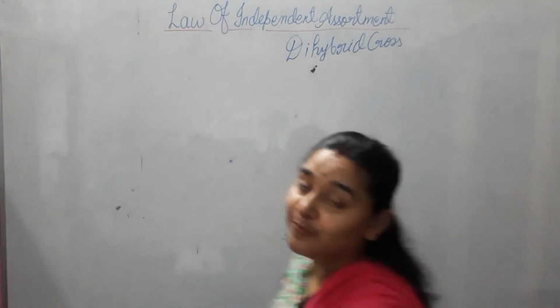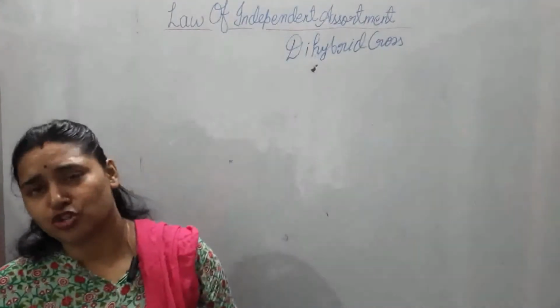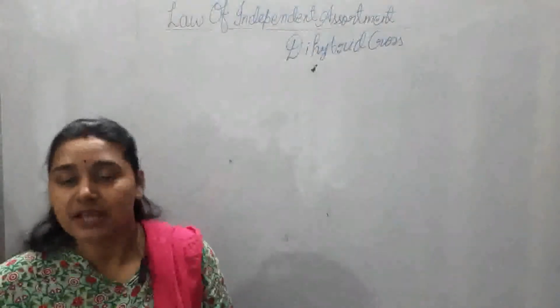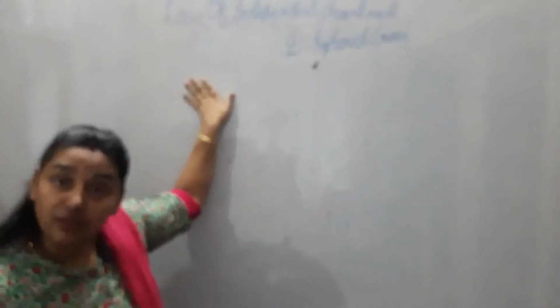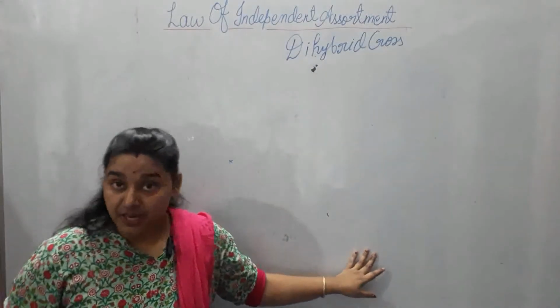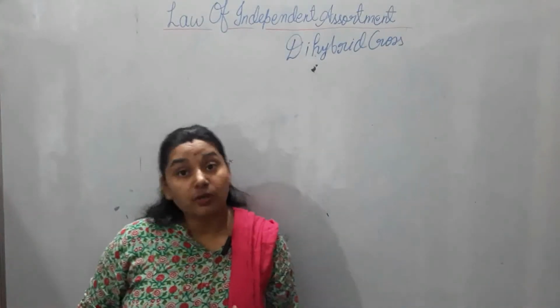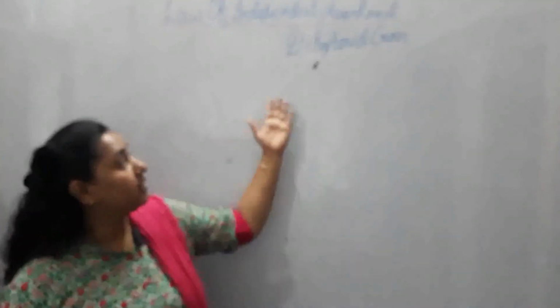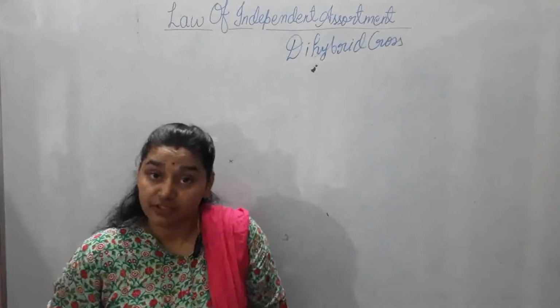Hello students. In our previous lecture we have already studied the two laws of Mendel, which were the law of dominance and the law of segregation. Now we are going to study the third law of Mendel, which is the law of independent assortment. Both the other laws, dominance and segregation, were based on the monohybrid cross, but this one is based on the dihybrid cross.